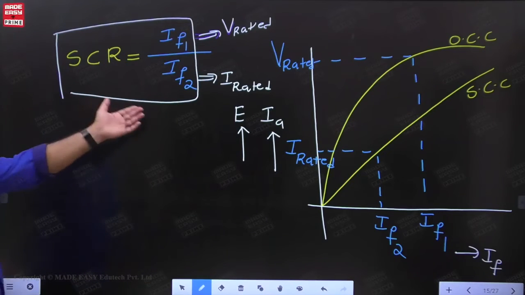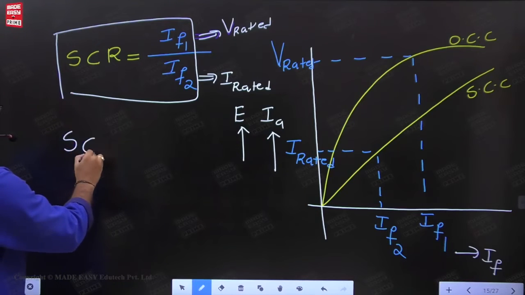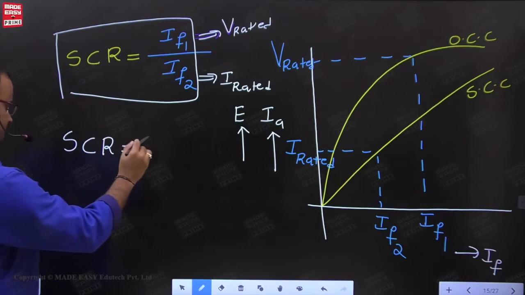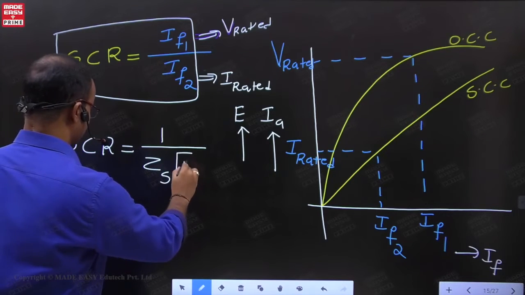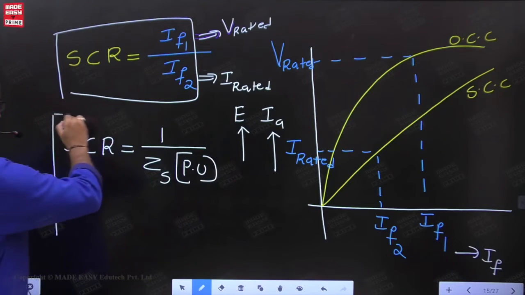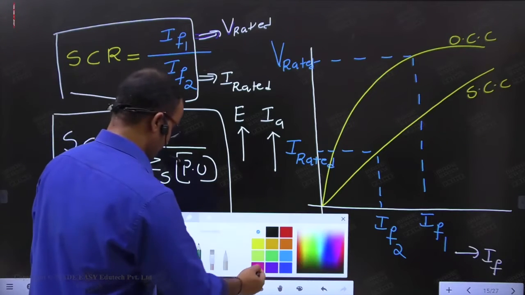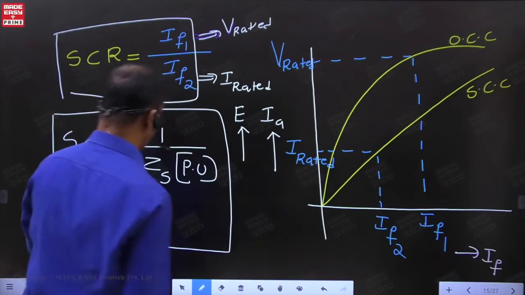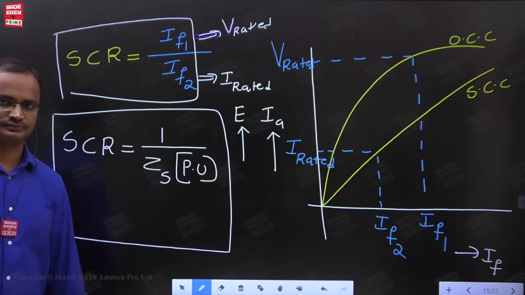By doing the derivation, I am directly writing here. With respect to objective questions, you can write like this: 1 by ZS per unit. By doing the derivation, we get it like this. This short circuit ratio we can write in terms of the synchronous impedance, 1 by ZS per unit. Again, in the options, they give 1 by ZS saturation, unsaturation, like that.